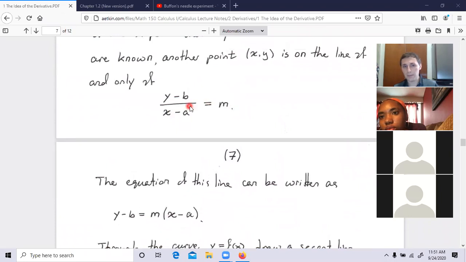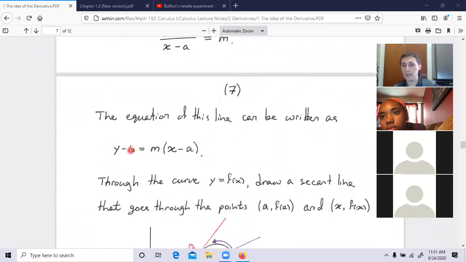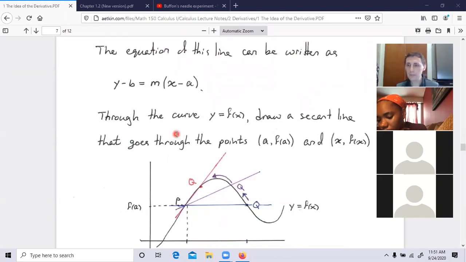I can multiply both sides by x minus a and it gives me the point slope form. y minus b equals m times (x minus a), which, if you want to, you can simplify. You can write it as mx minus ma plus b, which is your other form of the slope. And here is now the idea from calculus.